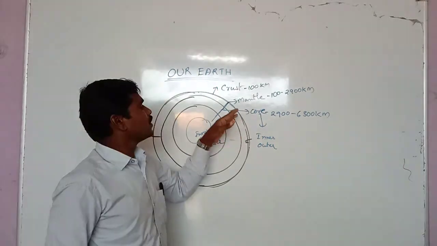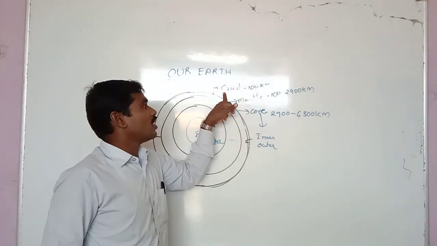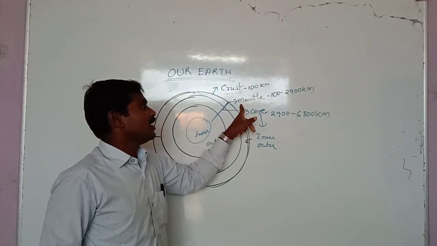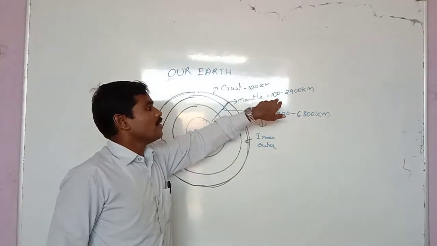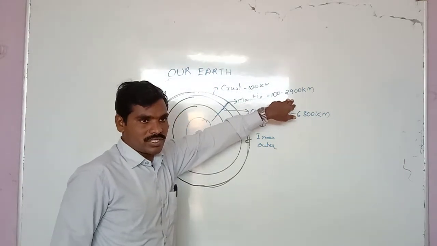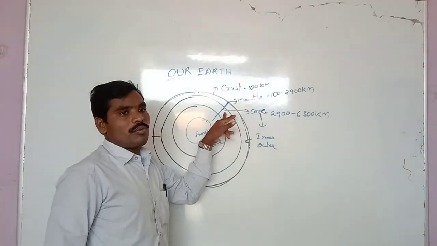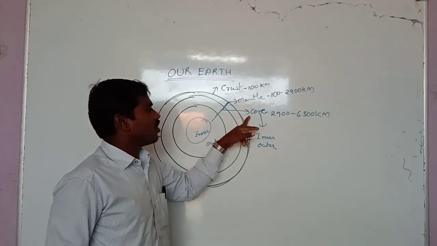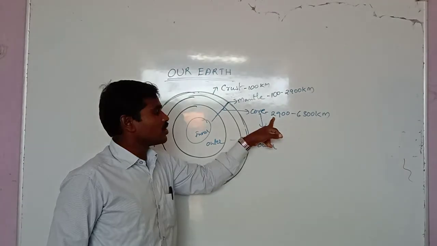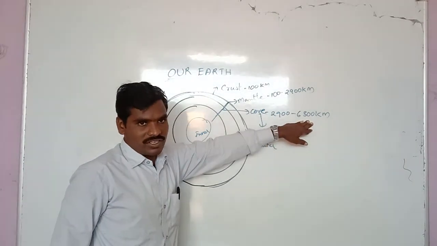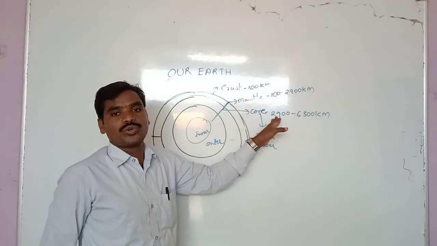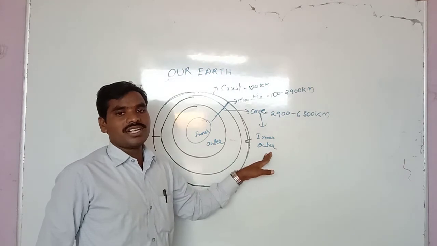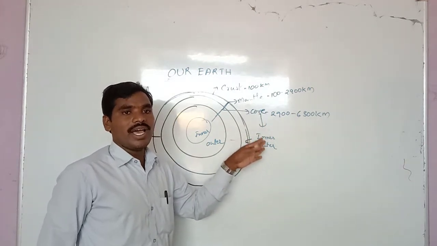Once again, the upper layer is called crust. It extends 0 to 100 kilometers, and the next layer is mantle. It extends 100 to 2900 kilometers. It has magma. Due to overheat, the rocks melt. And the third layer is called core. It extends from 2900 kilometers to 6300 kilometers. This core is also divided into two layers, inner core and outer core. So these are the different layers in the earth.